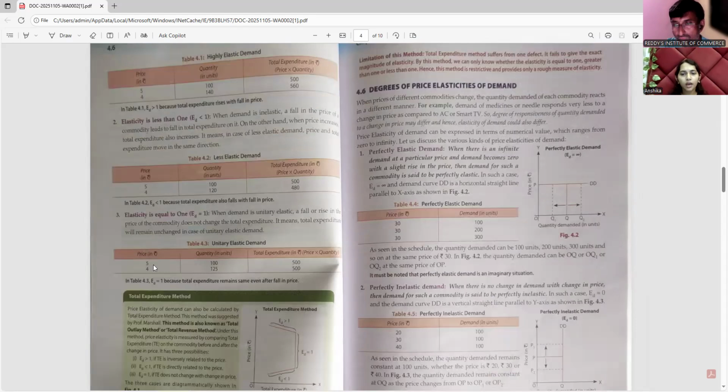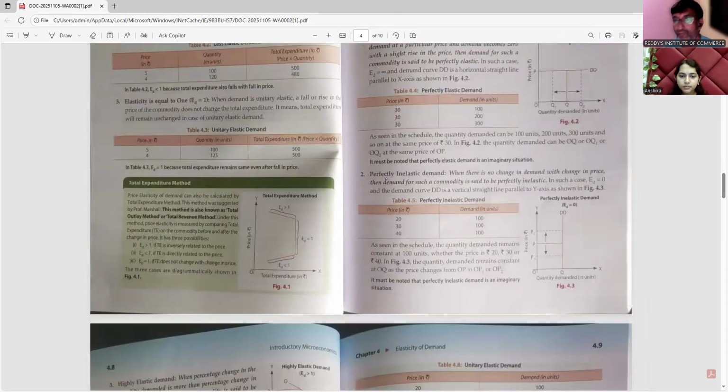Got it? Then, what is the meaning of perfectly inelastic demand? When there is no change in demand with change in the price. Your demand remains the same, but price is changing, vice versa of the earlier case. Your demand was 100, remains 100, but your price was changing 20, 30, 40. But your demand is completely constant. That is why perfectly inelastic demand is ED equal to 0. It must be noted that perfectly inelastic demand is an imaginary situation only. It could not be possible every time. Okay.